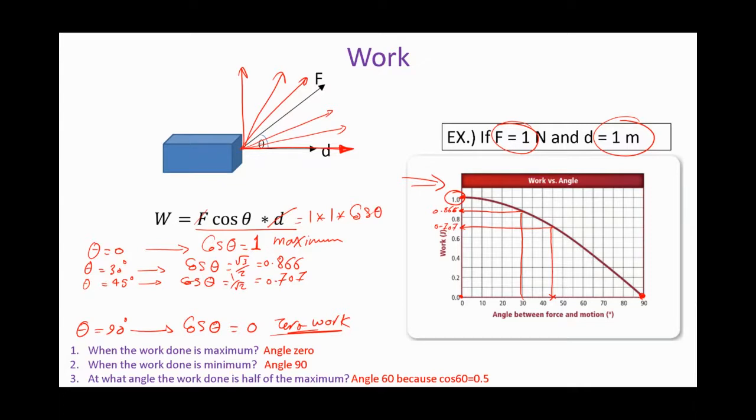This is the cosine. What if theta is 60 degrees? Cosine is half. So at 60 degrees, you'll find that the work is half the maximum, because the maximum is 1. It's now half the maximum. So when you are asked at what angle the work done is half the maximum, the answer is at 60 degrees. Why 60 degrees? Because cosine theta at this time is half. Okay, guys? So at 60 degrees, you will get half the work.